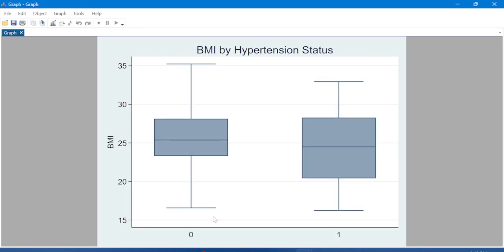We have fixed that, and this is the representation of those with hypertension and without hypertension based on BMI. Generally, those without hypertension have higher BMI than those with.